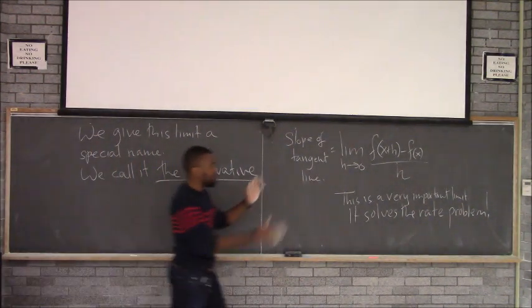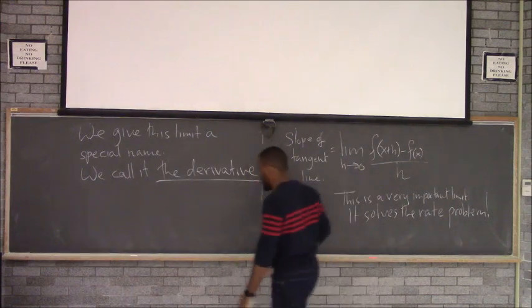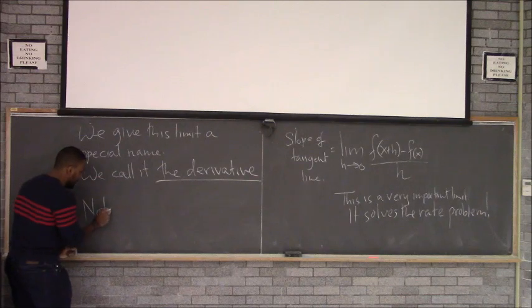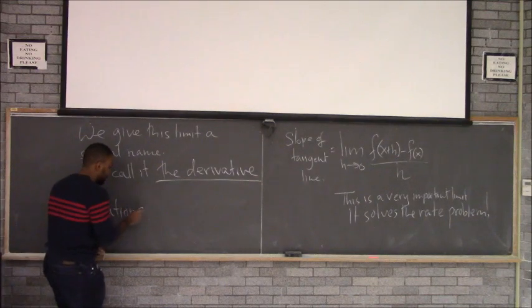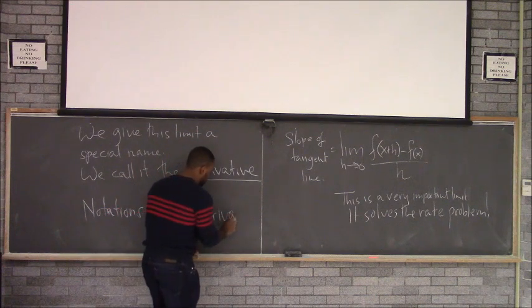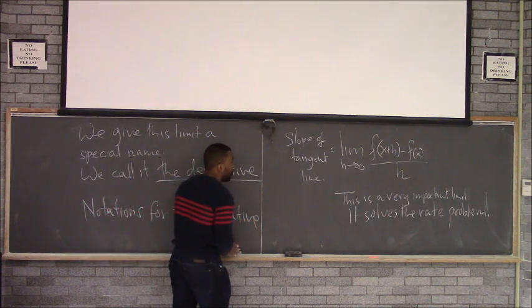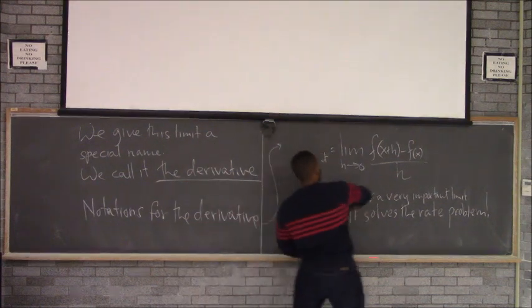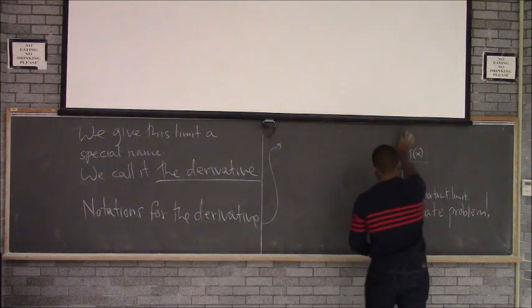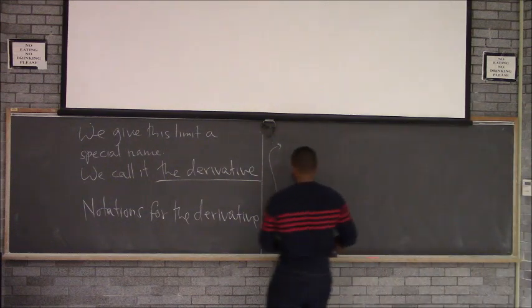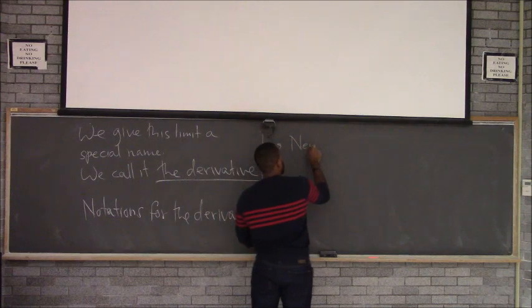This limit is very important. We call it the derivative. And we have some notations for it. Notations for the derivative. Now, when Newton invented it, he invented something called the prime notation. Something that we're going to call this limit. So we have Newton's prime notation.